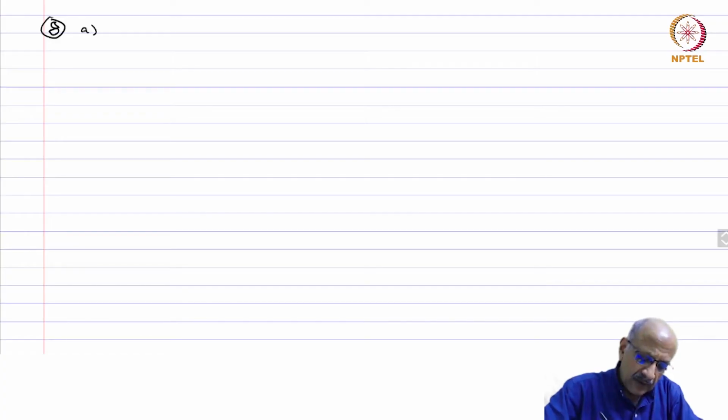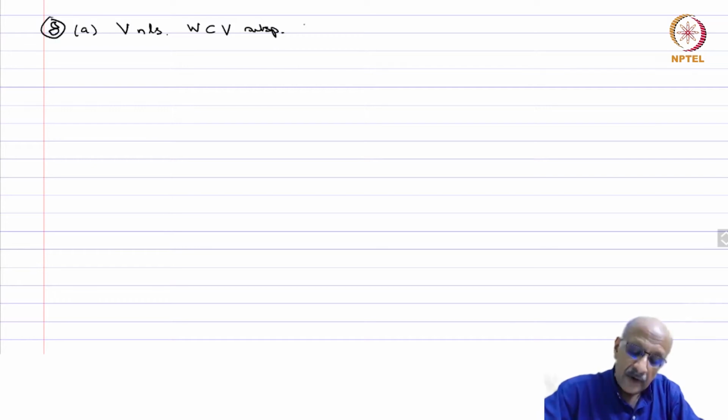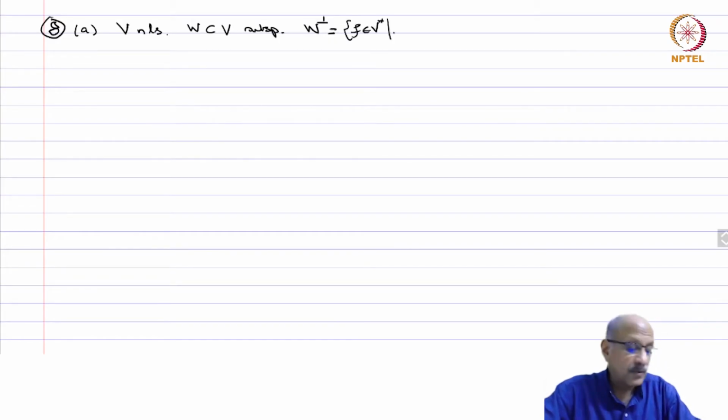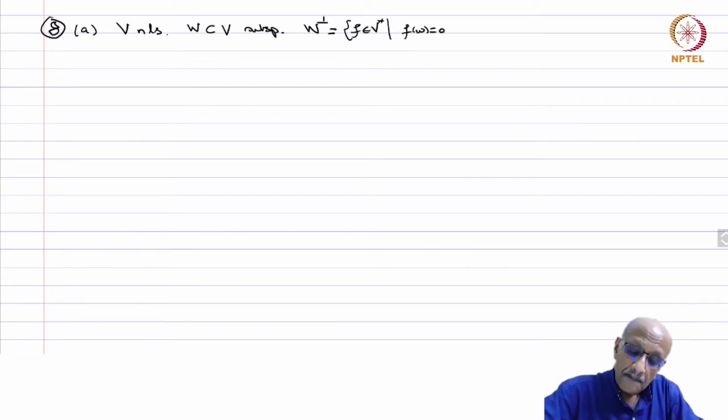So this exercise we will do in several parts. Could have done it as different exercises, doesn't matter. So V is a normed linear space and W contained in V is a subspace. And I am going to define W perpendicular as the set of all f in V star, so it's a subspace of V star, such that f(w) is 0 for all w in W.